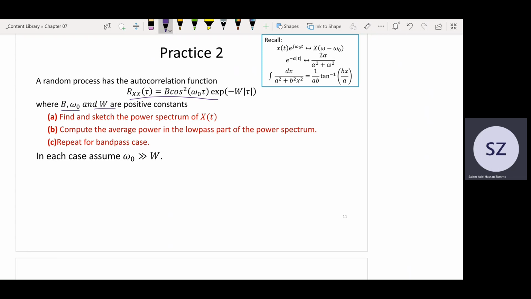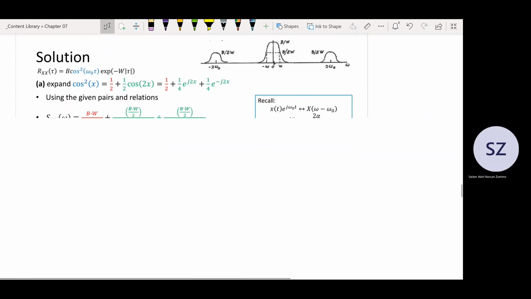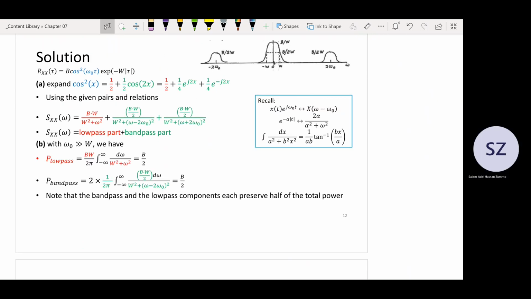Now the question is, find and sketch the power spectral density of X, compute the average power of the low pass part of the power spectral density, and repeat it for the band pass part. Okay. So let's see. Assume that omega 0 is much larger than W. So this is the autocorrelation function.